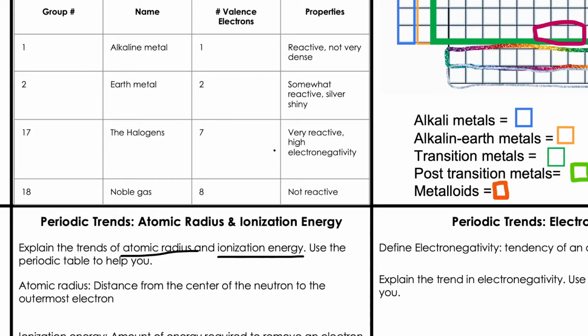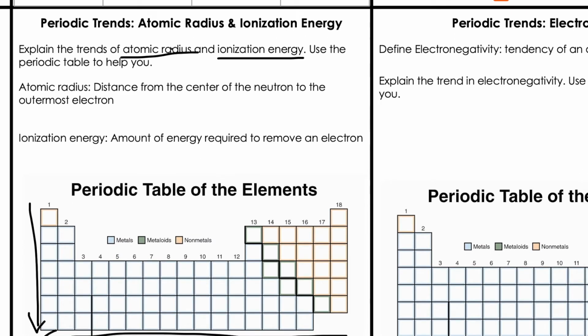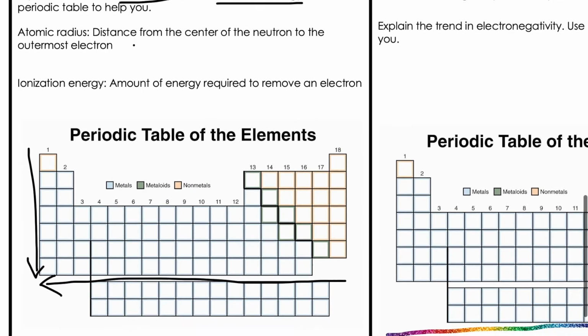What do I mean by high electronegativity? High electronegativity is how much the atom wants to steal or get more electrons. Since they only need one more electron, they will be really reactive to get that one electron. Compared to the alkali metals, they have very low electronegativity. They don't want to get any more, they just want to lose that electron so that they can fulfill the octet rule.